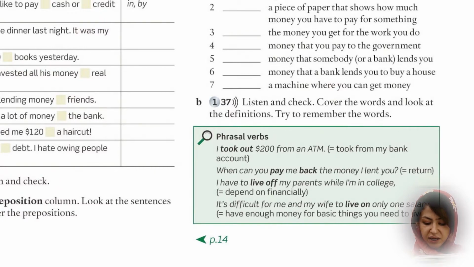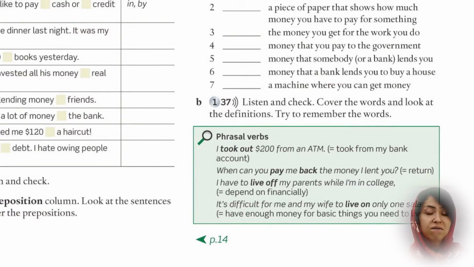It's difficult for me and my wife to live on only one salary. Live on. Have enough money for basic things you need to live. Okay, live on your salary. It means you continue your life, only depending on your salary. That's it. So depending on your income, salary, or pension for the older people, like this.